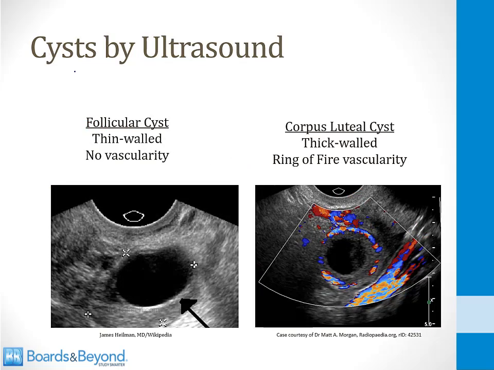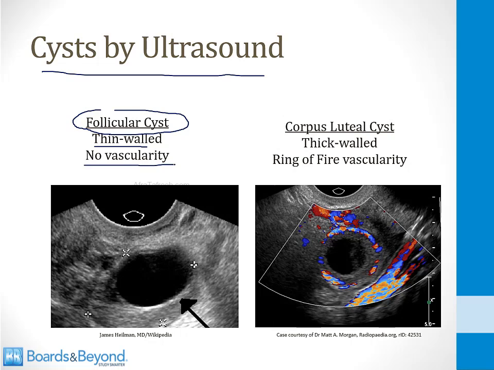Let me briefly mention the evaluation of cysts by ultrasound. Now, you don't need to be an expert in evaluation of ovarian cysts by ultrasound, but I'll point out a couple of general principles which could come up on your exam. Follicular cysts are the most common type of ovarian cyst, and they tend to have a very thin wall and they have no vascularity, meaning if you use the Doppler technique of ultrasound to look for evidence of blood flow, you won't see significant blood flow in the wall of the follicular cyst.